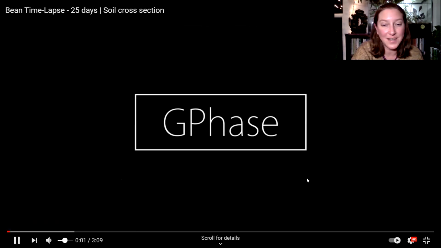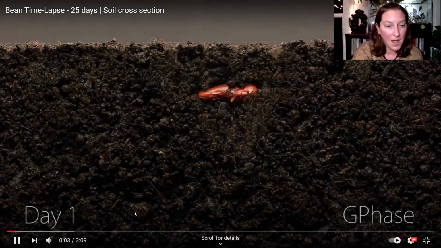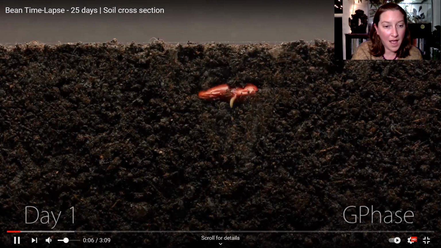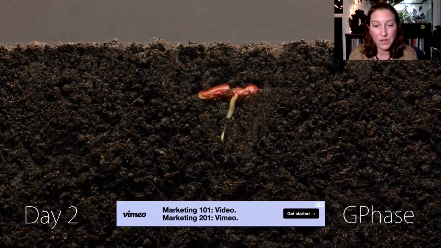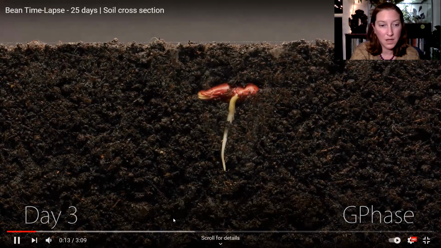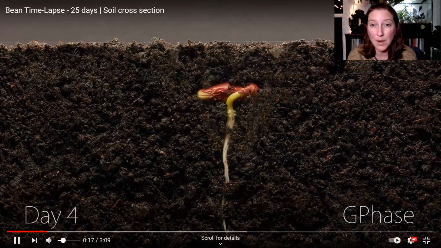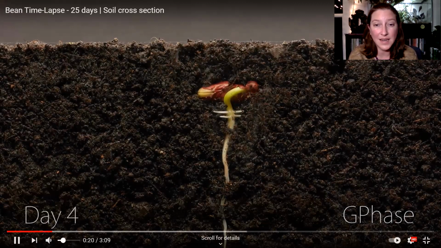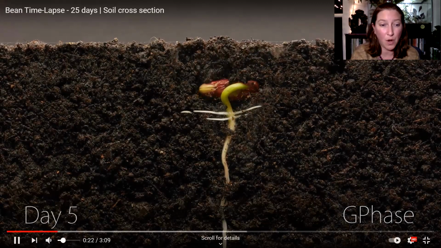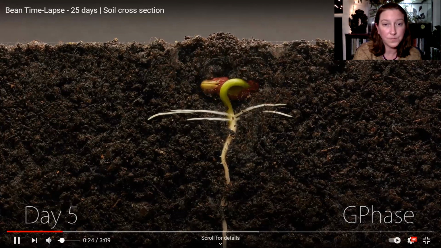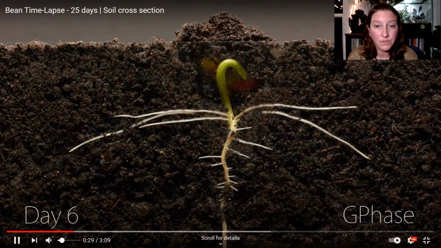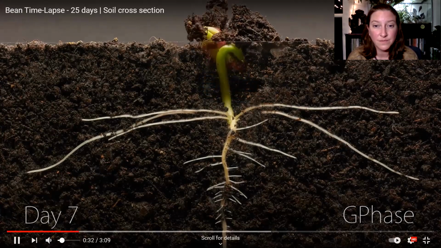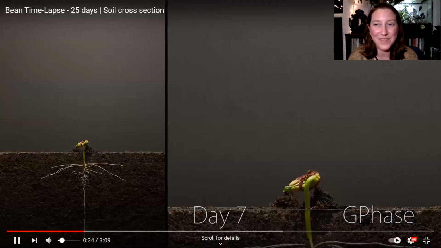All right, so this is a kidney bean. There is the radicle coming out of the kidney bean. And so now it's gotten old enough where it's kind of the primary root. There you see the secondary roots coming off of the primary root already. Those are all the secondary roots. Pretty cool, right? I love these time lapses.